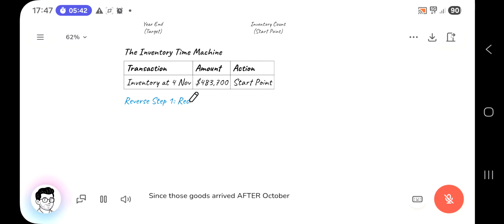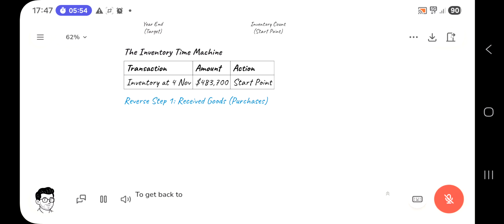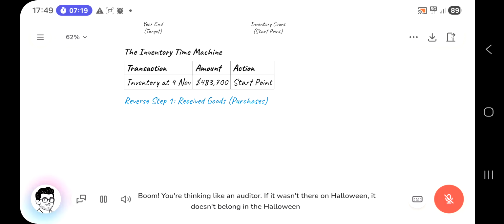Since those goods arrived after October 31st, they were in the warehouse on November 4th. But they weren't there on October 31st. To get back to the October 31st balance, do we need to add that 38,400 back or subtract it from our starting number? Boom! You're thinking like an auditor. If it wasn't there on Halloween, it doesn't belong in the Halloween count.